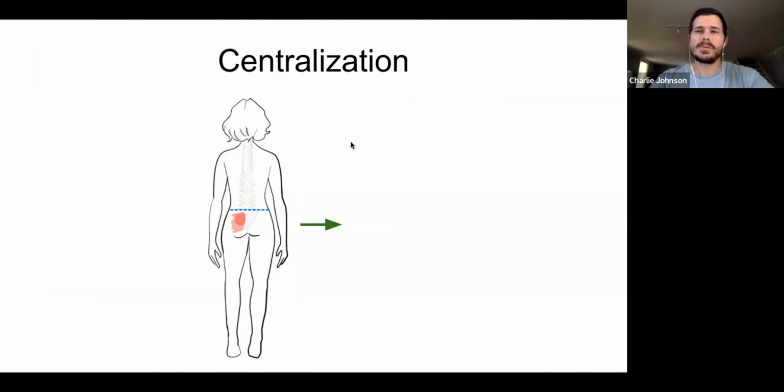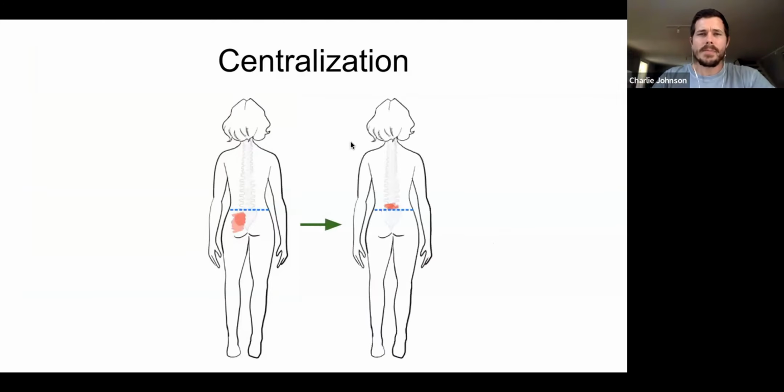So let's just say you start with symptoms in the butt, and then you go through, we'll just say that green arrow represents you going through some repeated motions, as we'll show you in a minute. And now you don't have it in your butt, but you have it in your back. "Oh man, my back's really achy now, Charlie." Well, that is centralization. It went from the butt to the center of the spine, right? It moved closer to the midline.